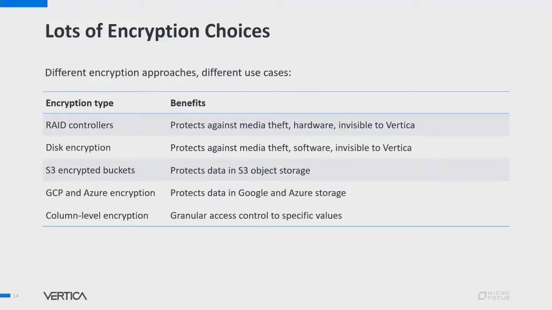Encryption approach depends on a use case. The possible approaches are listed on this slide. Vertica supports the encryption provided in public clouds. On top of that, in Vertica, we can encrypt data on a column level. This is important if you need to manage keys yourselves and thereby make the data indecipherable to a cloud provider.